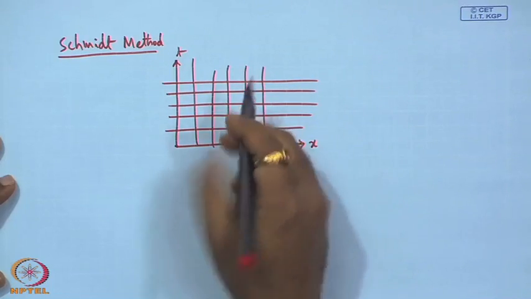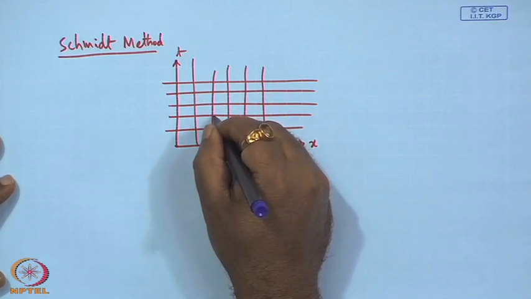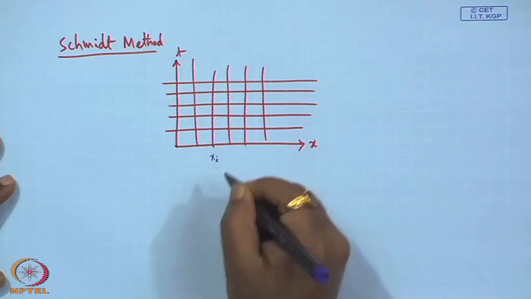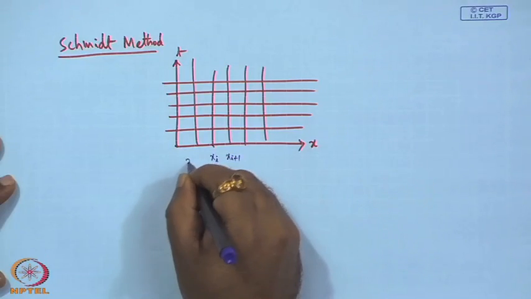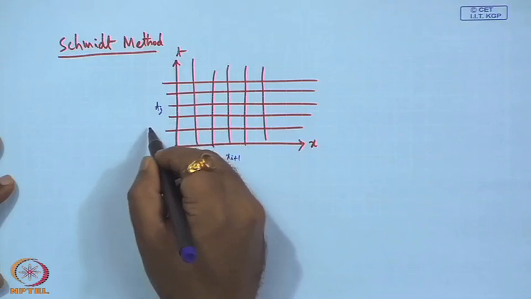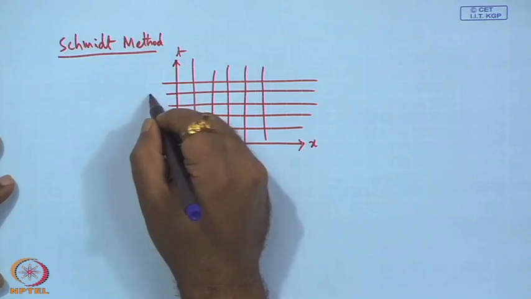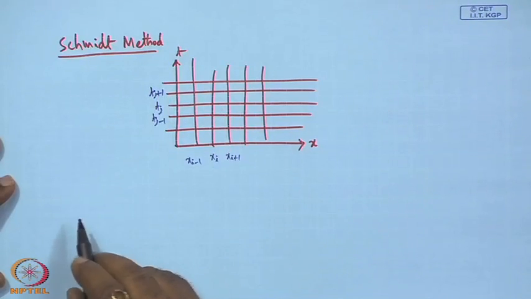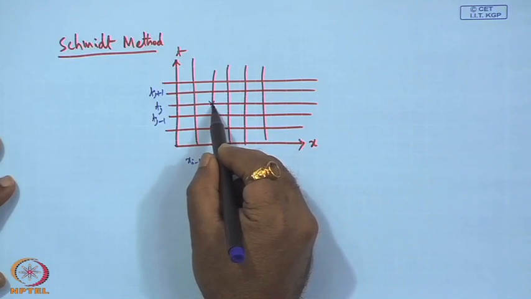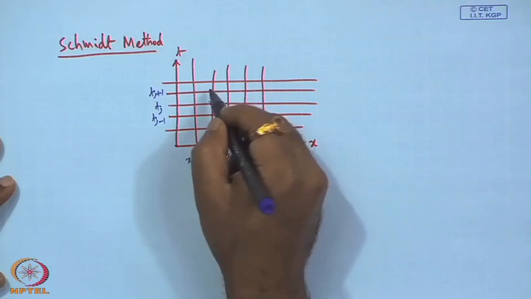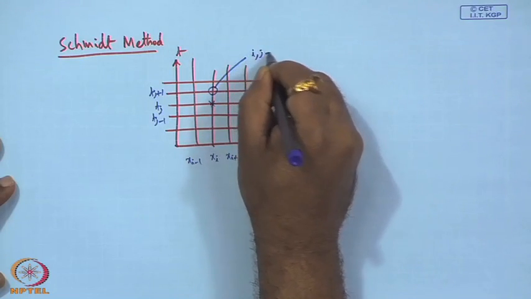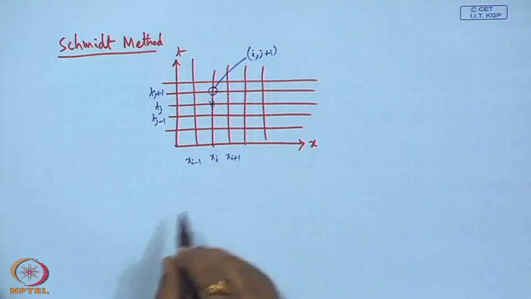Okay. Now, you have to mark. So, this is say x I plus 1, x I minus 1, then say this is t j, then this is t j minus 1, this is t j plus 1. Okay. So, this is the point at I j, and this is a point I j plus 1. Okay.